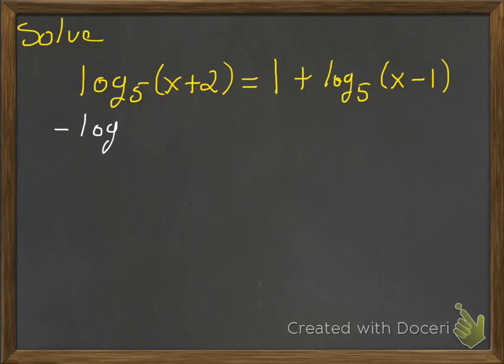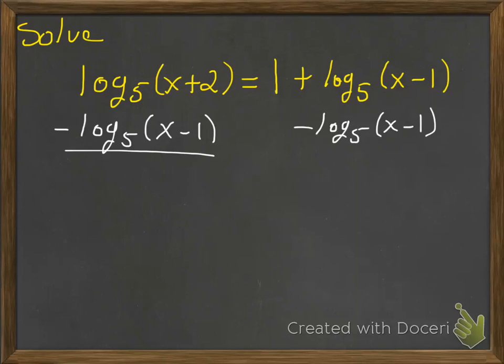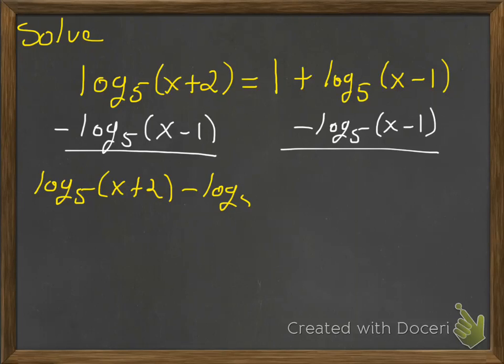So that's what we're going to do. So we're going to subtract it from both sides, and we'll rewrite it. So we have log 5 x plus 2 and minus log 5 x minus 1, and that's going to be equal to 1.